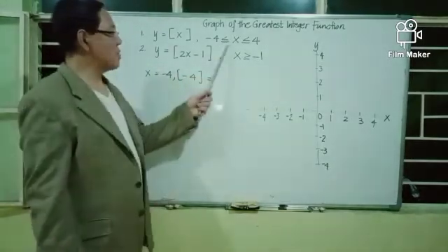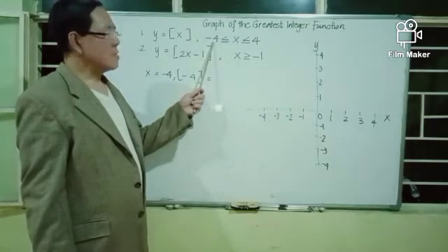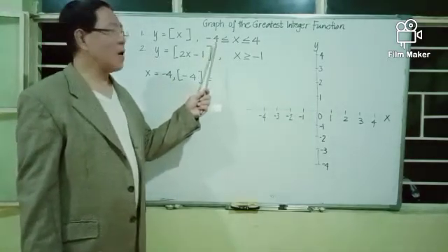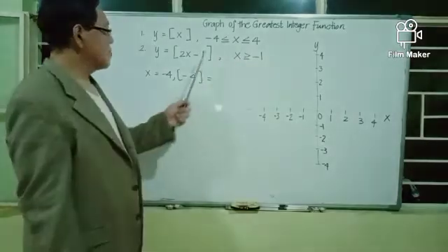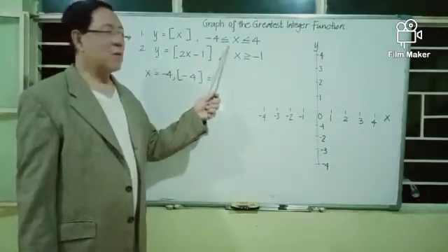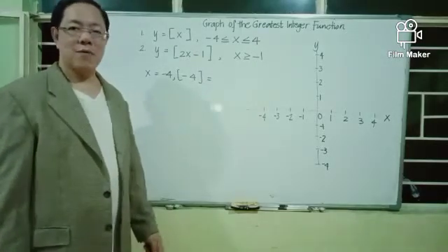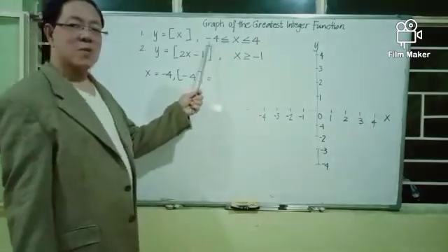Again, we start from the left side. This is the left end point of this closed interval negative 4 and 4. The values of x are from negative 4 to 4, including negative 4 and 4. So we start with x equals negative 4.